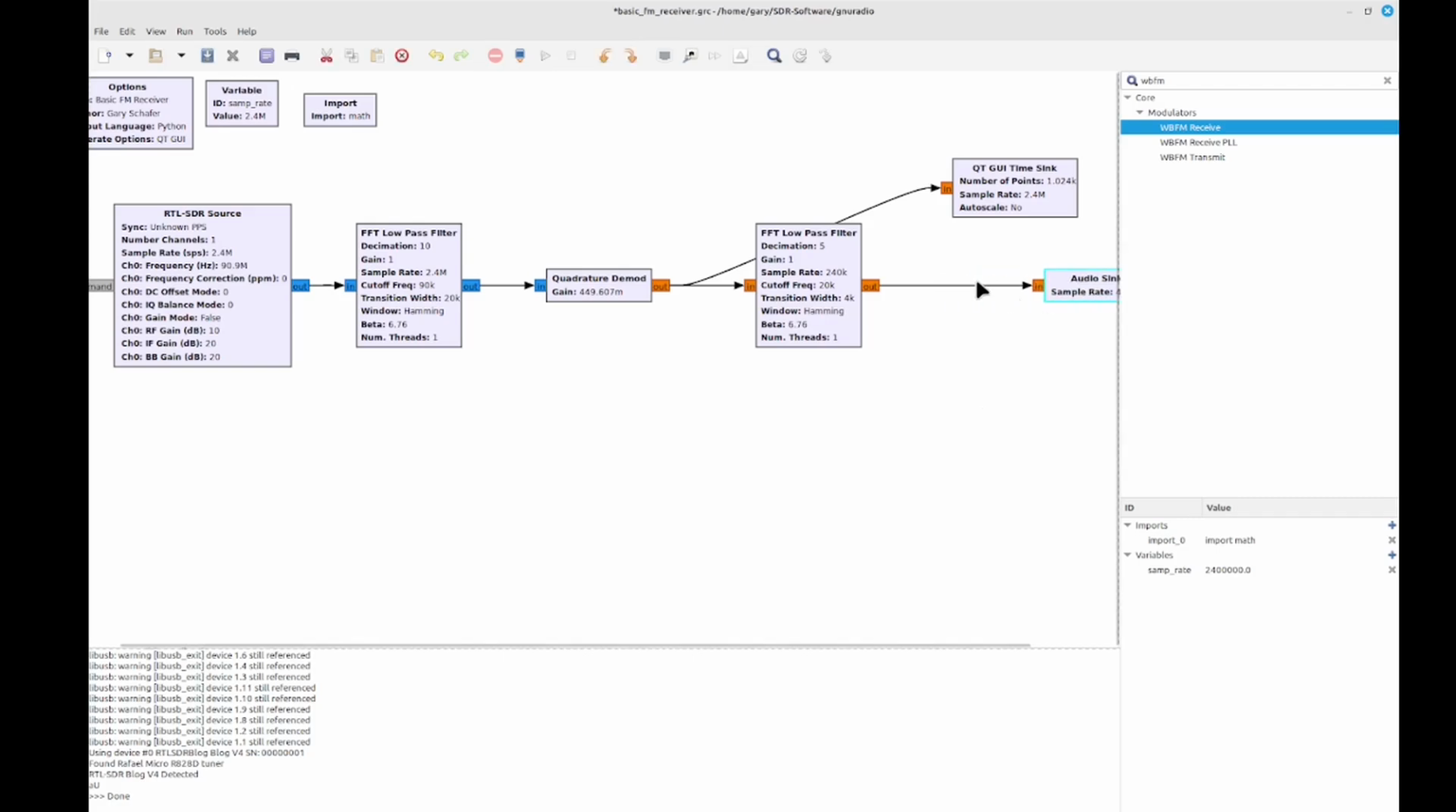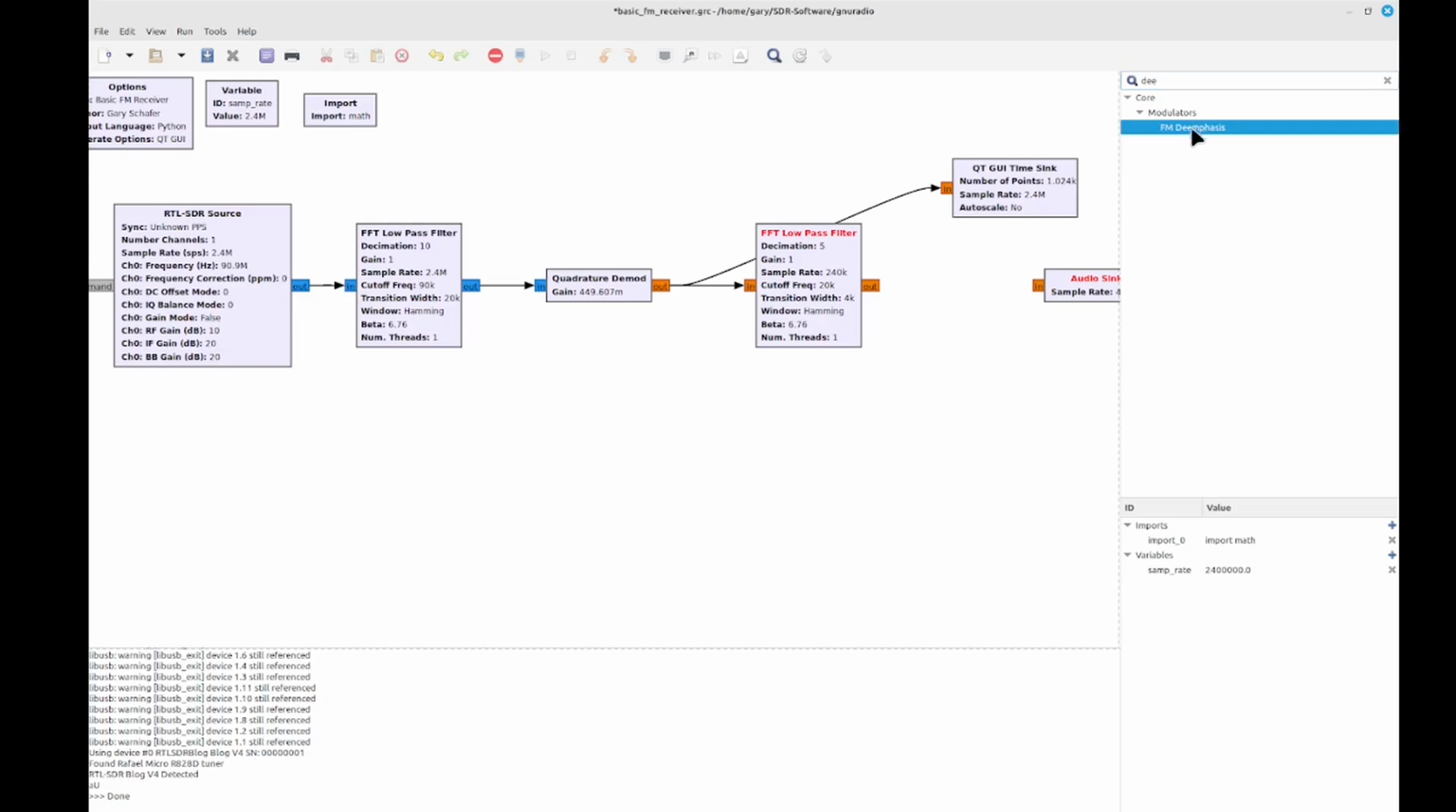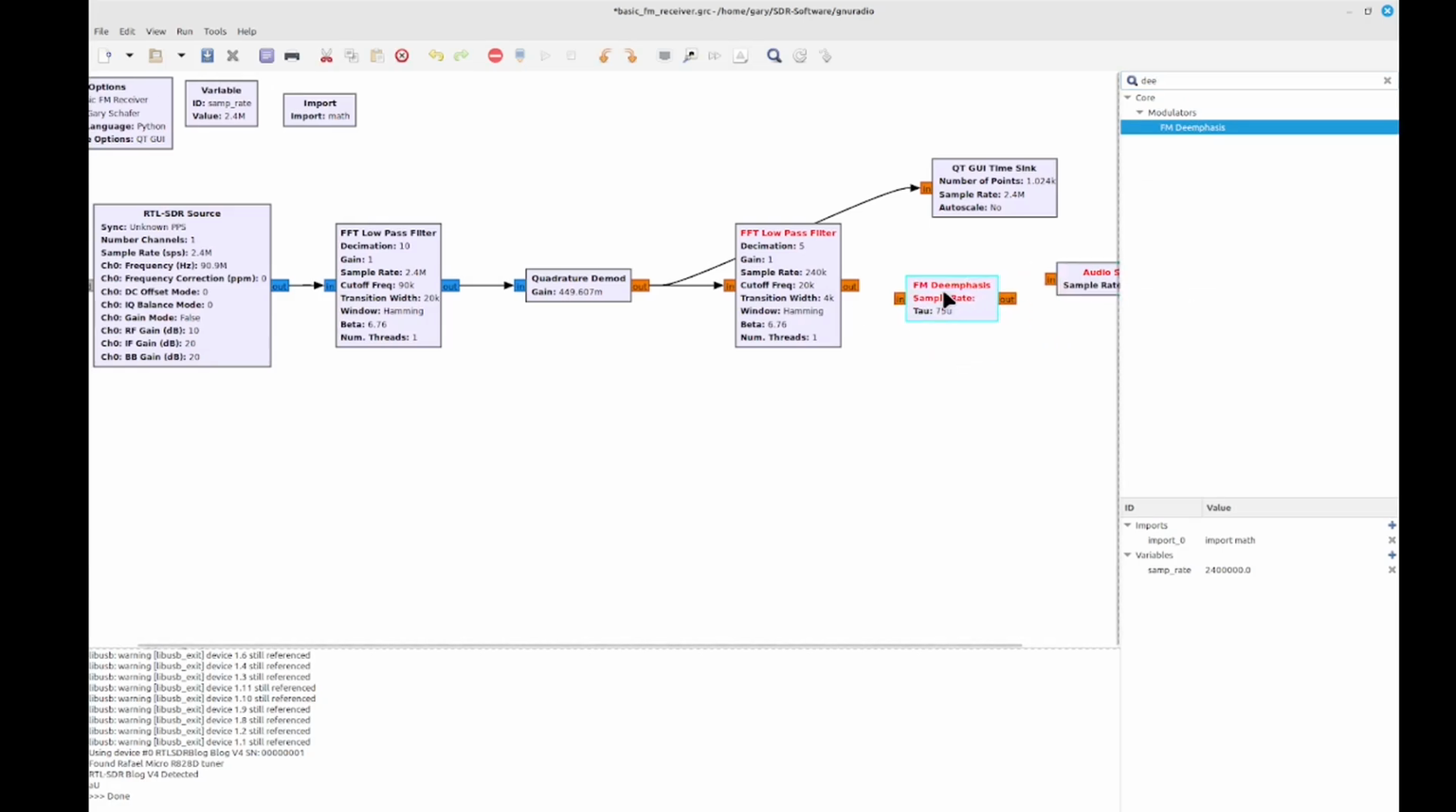Only other thing that I might want to do, for now at least, is add in a block called a deemphasis block. And I want you to think of this deemphasis block as a low-pass filter. On the transmit side, FM broadcasters put in something called pre-emphasis, which is a high-pass filter. And what they do with that is they give more energy to the higher frequencies.